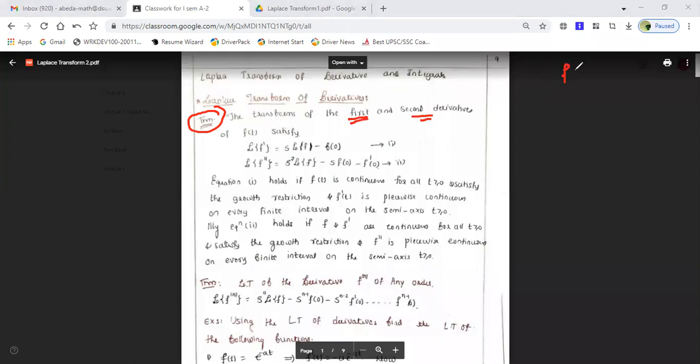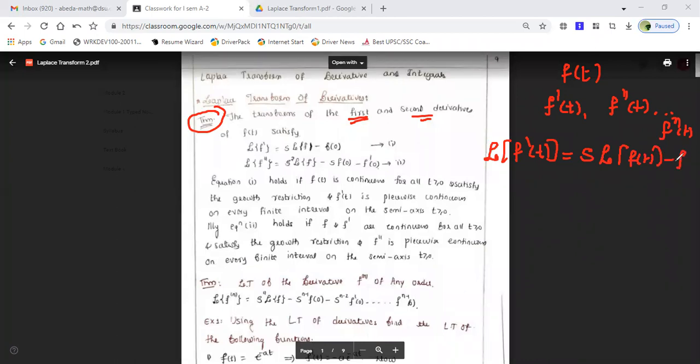If we have f of t as a function, then I may find out f dash of t, f double dash of t, and so on, fn of t, depending on the value of the function t. If that is the case, then how do you find out the Laplace transform of f dash of t? Please remember the formula. Laplace transform of f dash of t will be given as s into L of f of t minus f of 0, f at the point of 0.